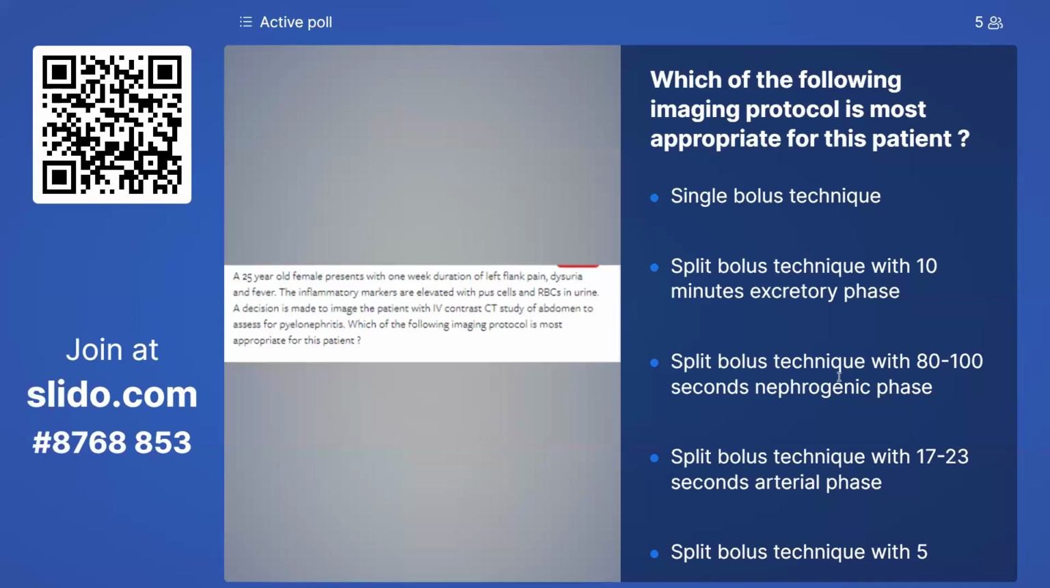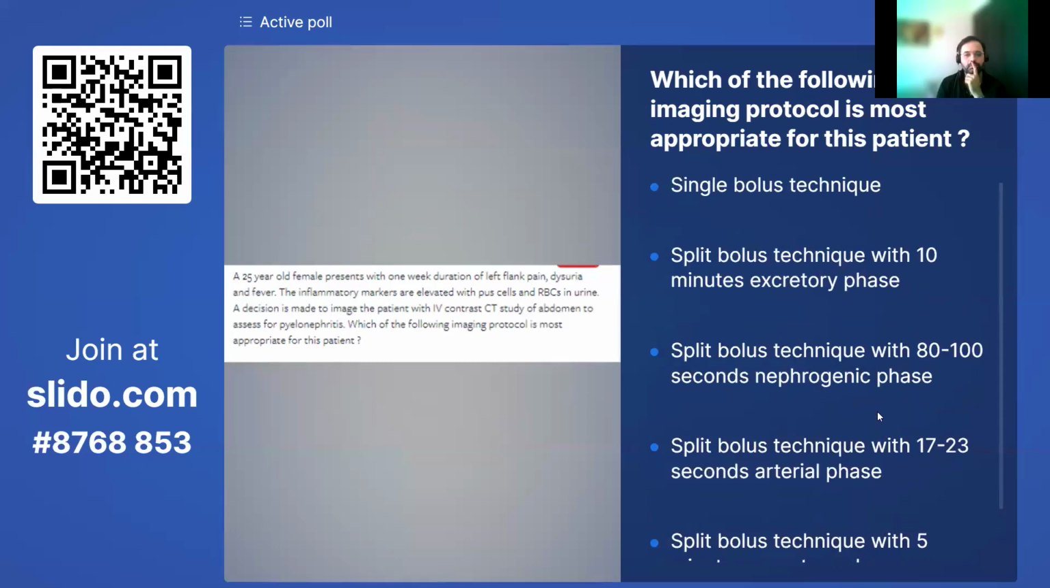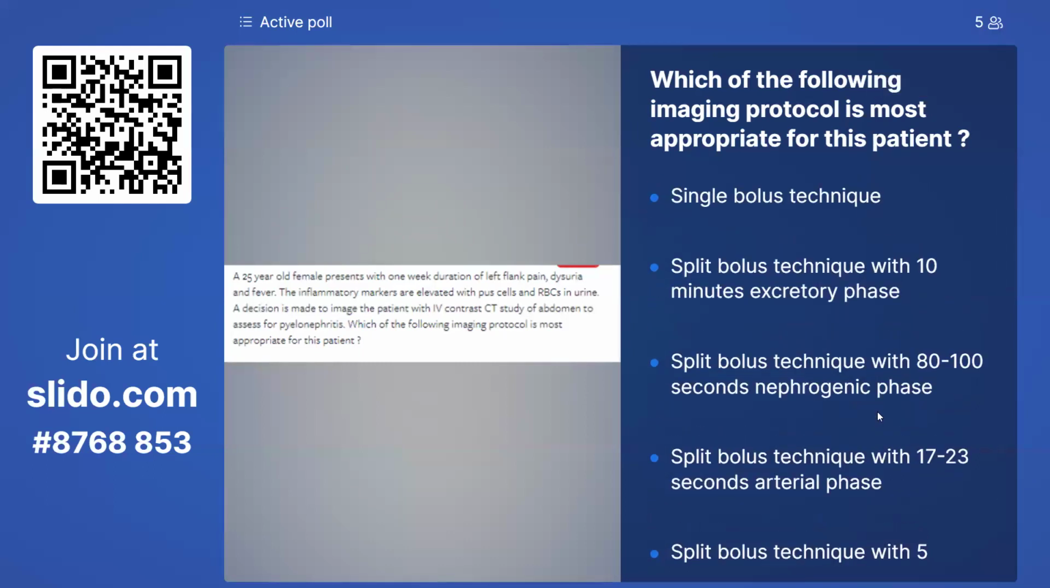So I've ruled out, I think there are two options with 5-minute and 10-minute excretory phases, because I wasn't really sure if they would be very helpful with this. And it was the same with arterial phase as well. We're not really looking for an arterial cause here. But I'm just wondering whether just a single bolus technique in portal venous phase would have been sufficient for pyelonephritis.